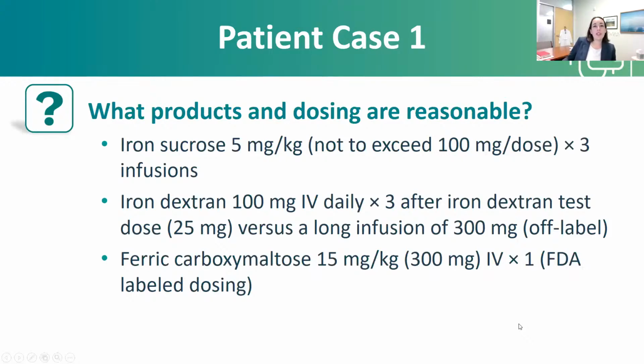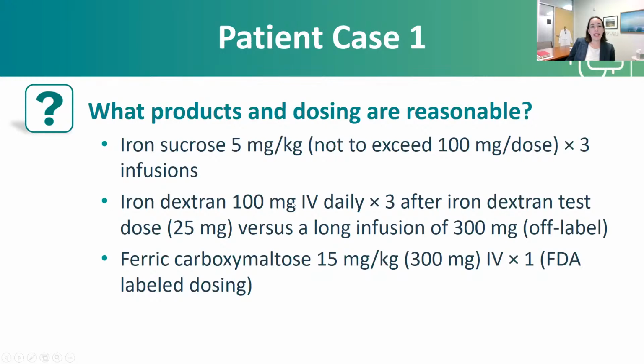So now to the final question, which products and dosing are reasonable for this patient? And we're going to focus just on 3 of the products. You can really think of iron sucrose or ferric gluconate interchangeably here, but if you're looking at iron sucrose, the max dosing is really 5 mg per kg. In a patient of his age and size, you don't want to go over 100 milligrams per dose. That's the labeled recommendations. Knowing that he needs 300 milligrams of iron, that means 3 infusions.